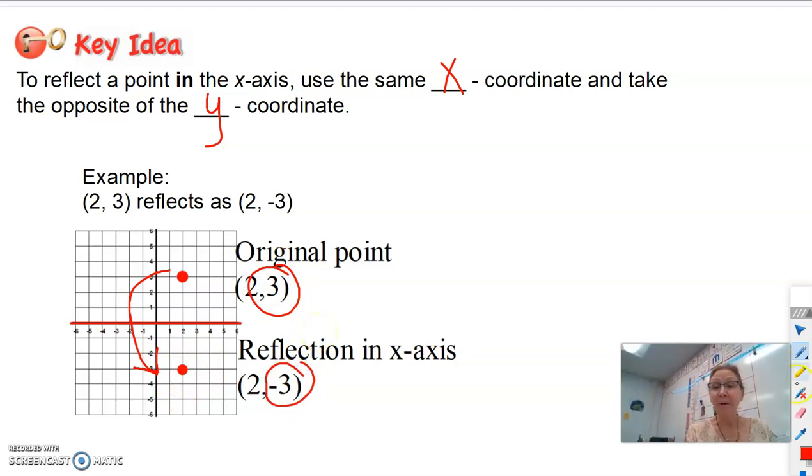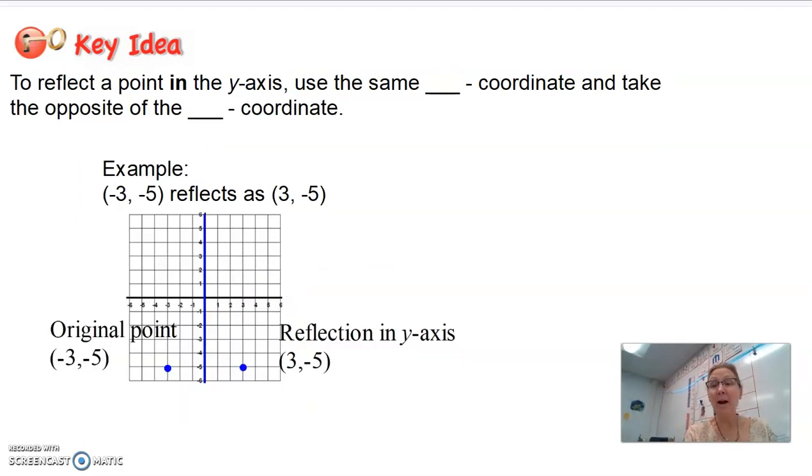If this had been my original point down here, let's say this was my original, I'm going to change it to green. If this was my original point and this was my reflection, either way, the value for the y changes to the opposite.